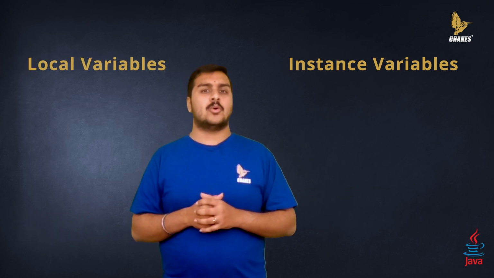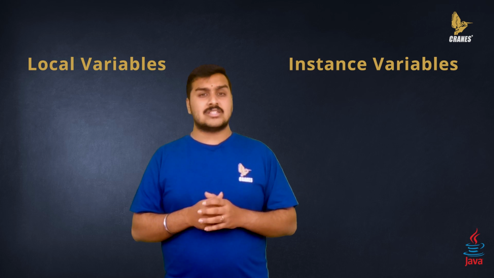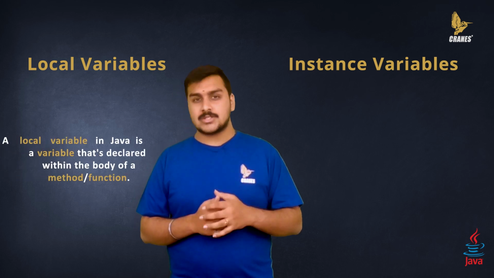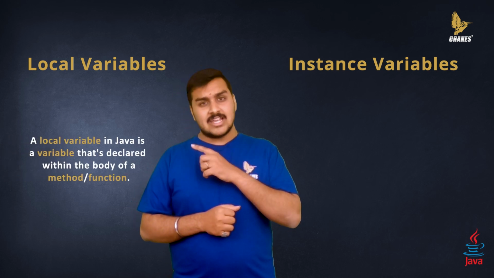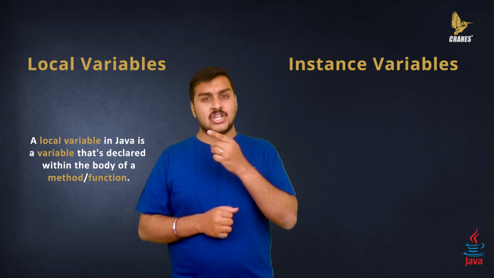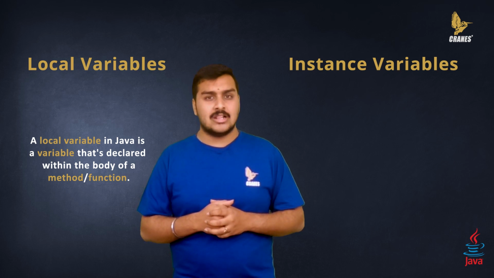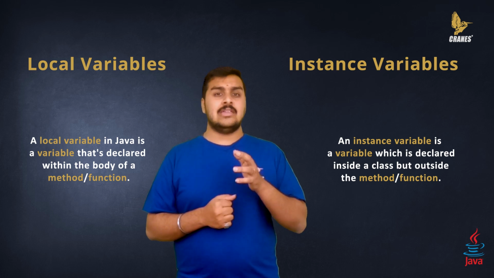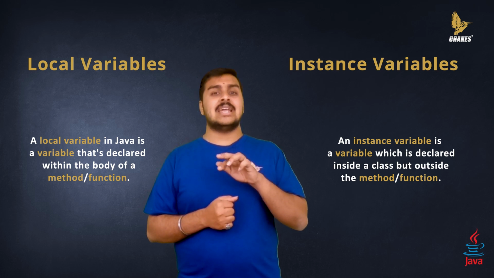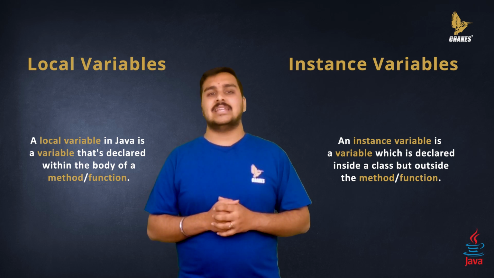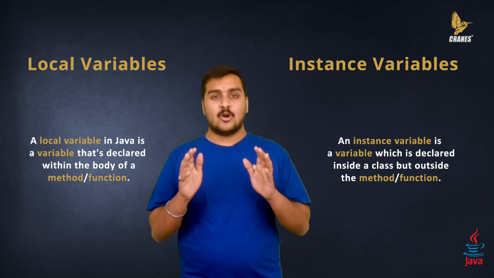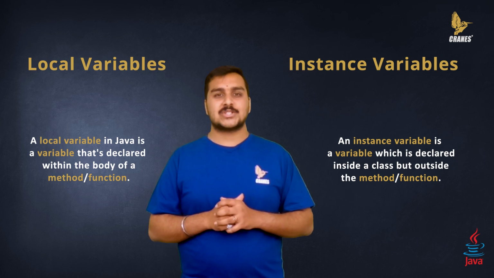Now, what is the difference between an instance variable and a local variable? What's the definition of a local variable? Look at this. Any variable present inside a function or a method is what we call a local variable. Any variable that is present inside a class is what we call an instance variable. I hope I'm completely clear with this.